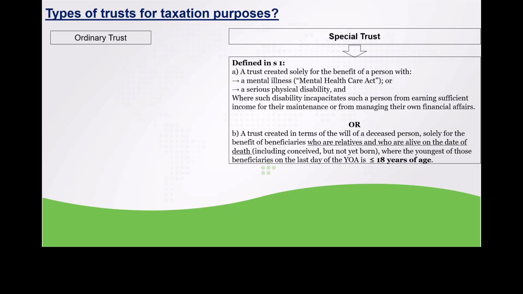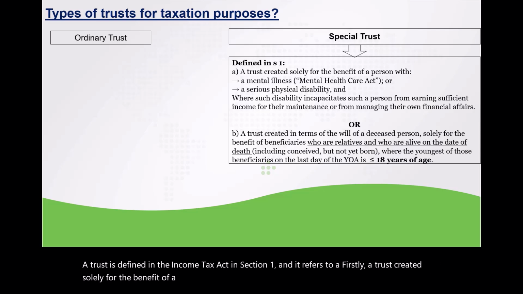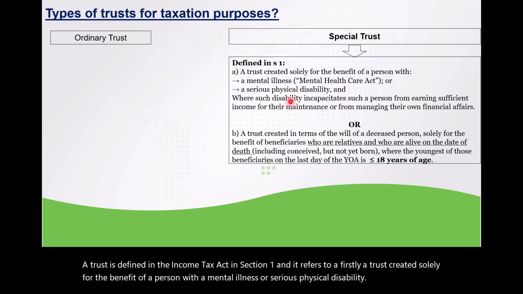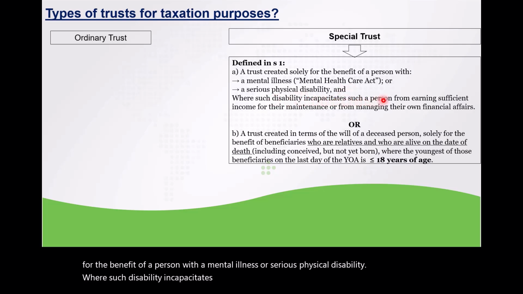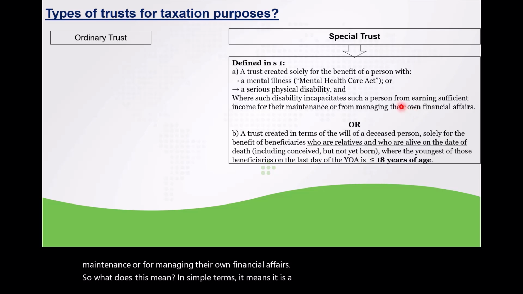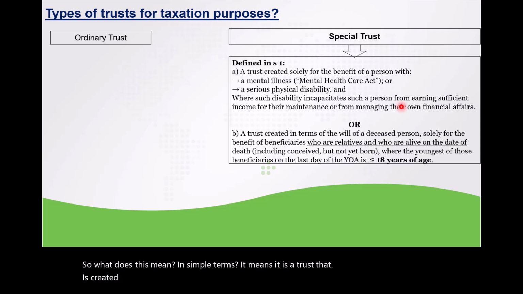A special trust, similar to a trust, is defined in the Income Tax Act in Section 1, and it refers, firstly, to a trust created solely for the benefit of a person with a mental illness or serious physical disability, where such disability incapacitates such a person from earning sufficient income for their maintenance or from managing their own financial affairs. So what does this mean in simple terms? It means it is a trust that is created for a person with a mental illness or a person that has an incapacity in terms of insufficient income.